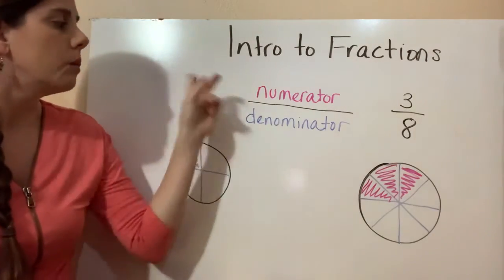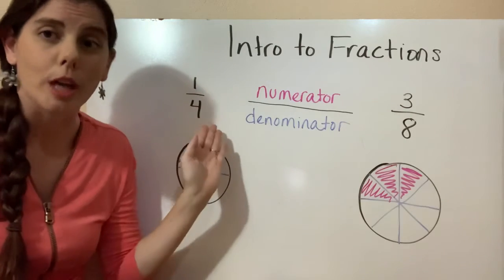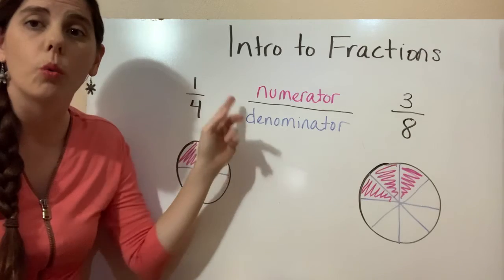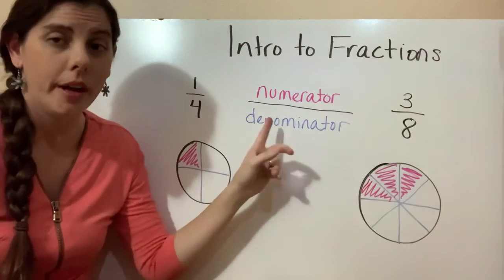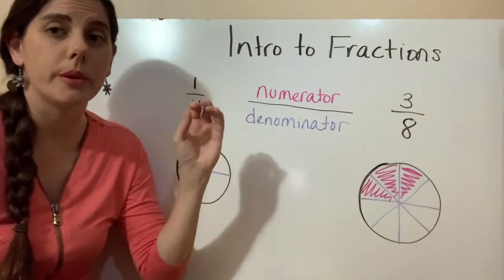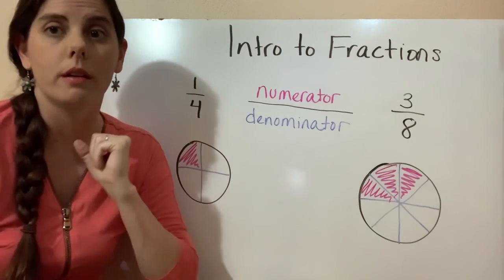So again, what our fractions look like: just numbers on top of other numbers. So pieces of a whole or parts of a whole, where the bottom number or the denominator represents how many pieces total, and the top number represents the part that we're concerned with.